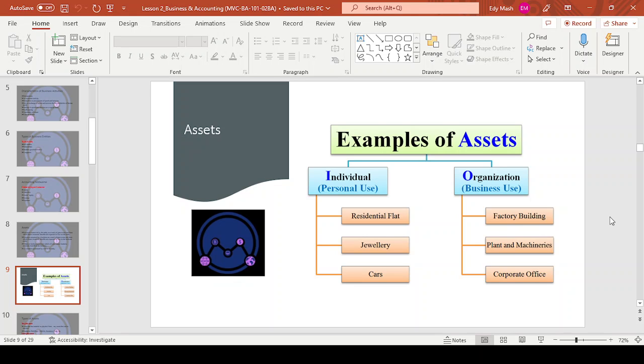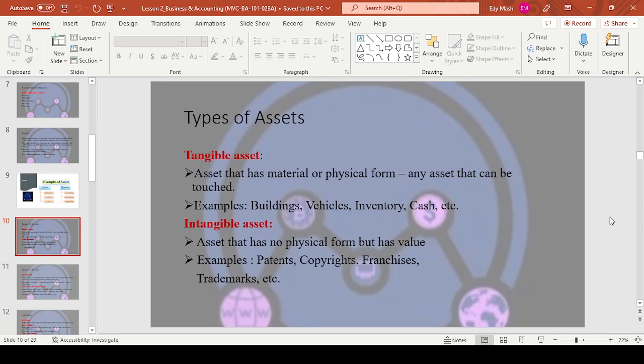For an individual, you can have your residential flat, jewelry, cars. Those are your assets as an individual. And for a business, factory building, plant and machineries, corporate office, those are assets of a business. There are also what I call tangible assets, physical assets that you can touch, like buildings, vehicles, inventory, cash.